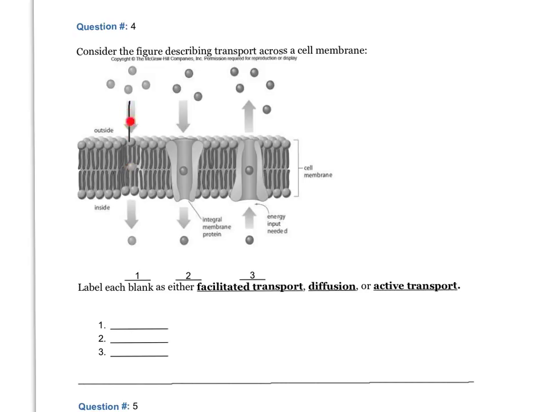So again, this is diffusion. Two, there's a membrane protein, integral membrane protein, allowing substrates into the cell. So that's facilitated by a protein, so it's facilitated transport.